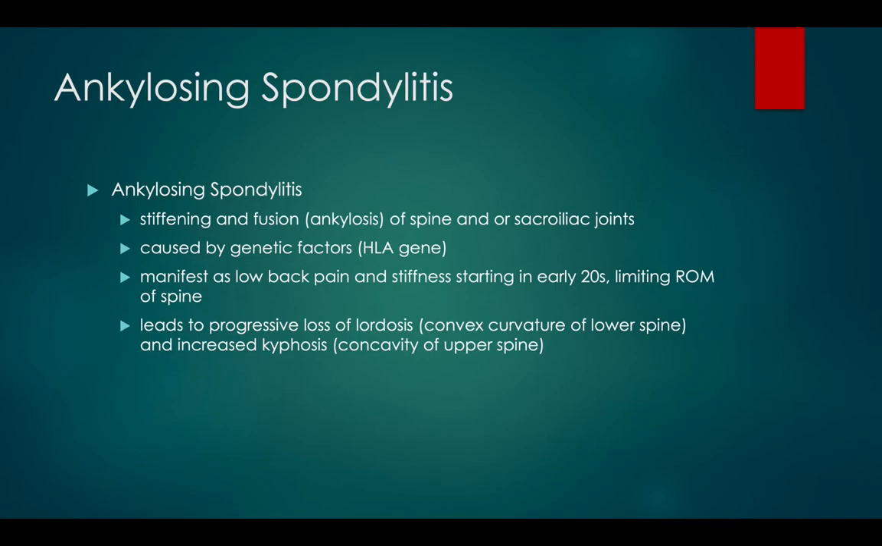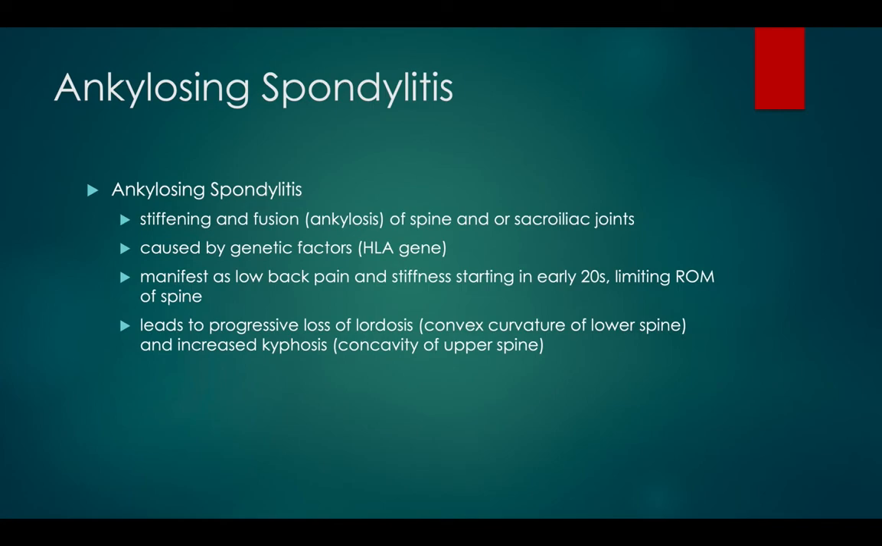Basically it causes a fusion of the bones in the spine, and because of that fusion you get a limited range of motion. It leads to a progressive loss of lordosis, which is the convex curvature of the lower spine, and an increasing kyphosis or concavity of the upper spine. So basically it causes that hunchback shape that we saw a few slides earlier, that elderly person. So they're kind of stooped over and hunched over. And then also you get a loss in that curve in the lower spine, that convex curve.